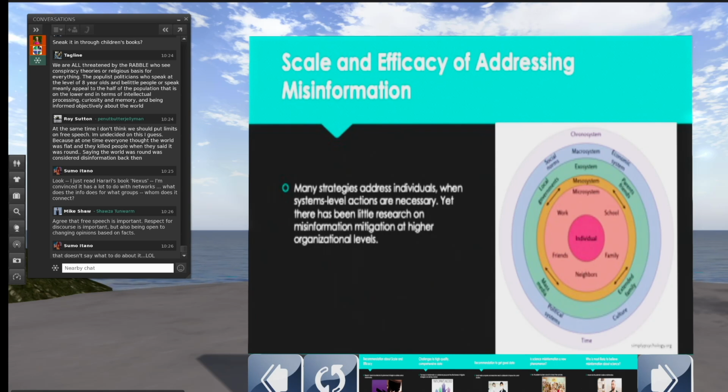Mike agrees that free speech is important, respect for discourse is important, but also being open to changing opinions based on facts. Sumo says this doesn't say what to do about it. That's one of the things I like about this report. They report issues and then they say, here's some things we should do about them.